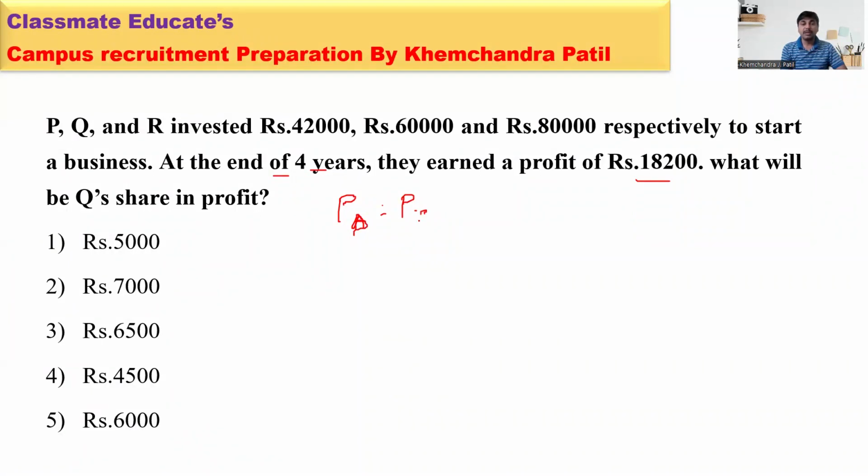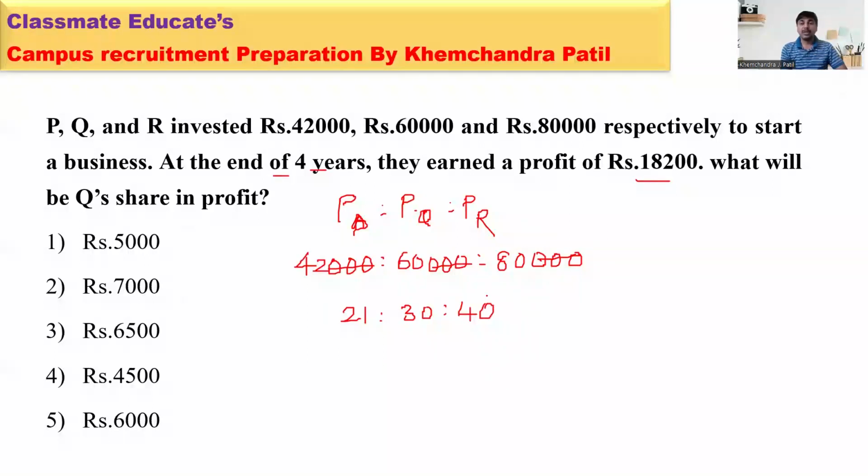So profit of P, profit of Q, and profit of R will be in ratio 42,000 is to 60,000 is to 80,000. So we have to simplify this ratio. So three zeros will get cancelled. You can further simplify this with 2. So 21 is to 30 is to 40. So in this ratio, this 18,200 will be divided.